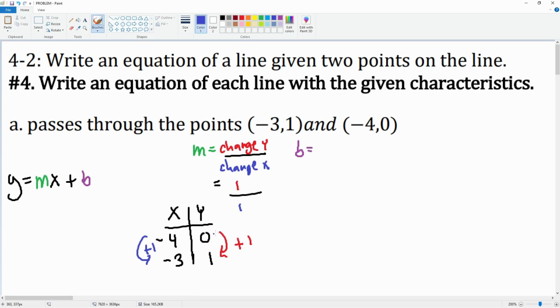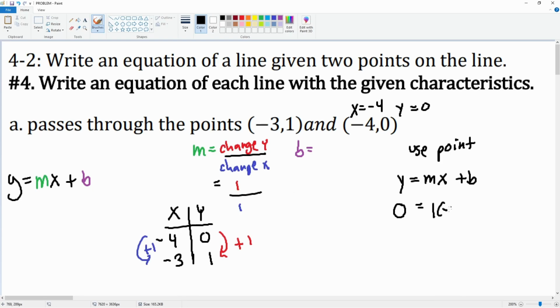Now we want to look at the y-intercept. But notice, none of these points are the y-intercept. So to find the y-intercept, we are going to use a point. I can use whatever point I want. The point I'm going to use here is x equals -4 and y equals 0. I plug it into my equation, y equals mx plus b. My y from the problem is 0. My m, my slope, that I calculated is 1. My x is -4, then I add b.